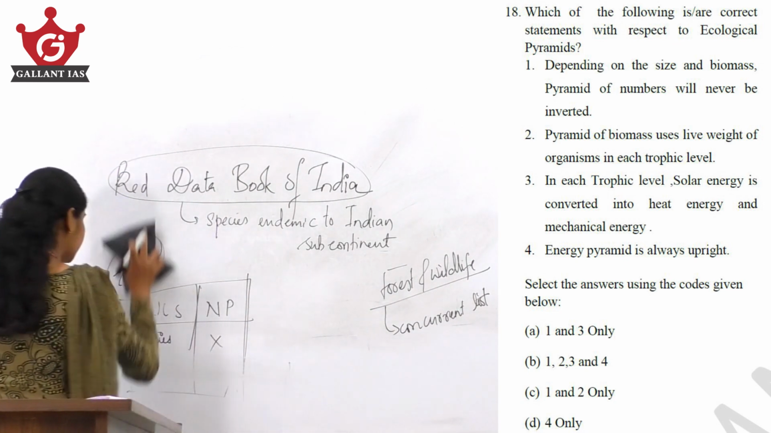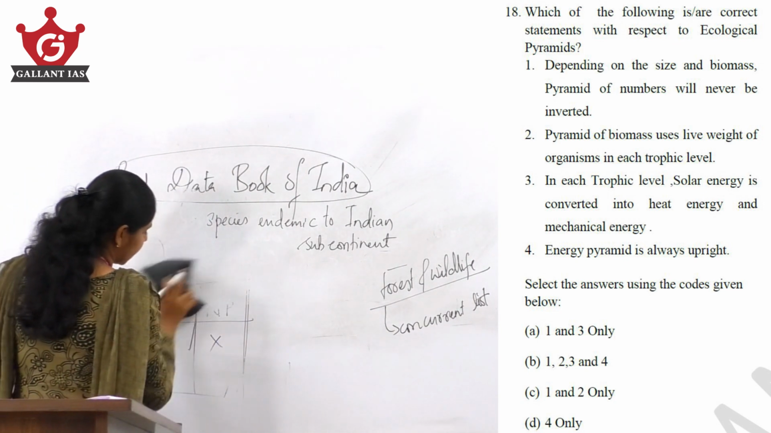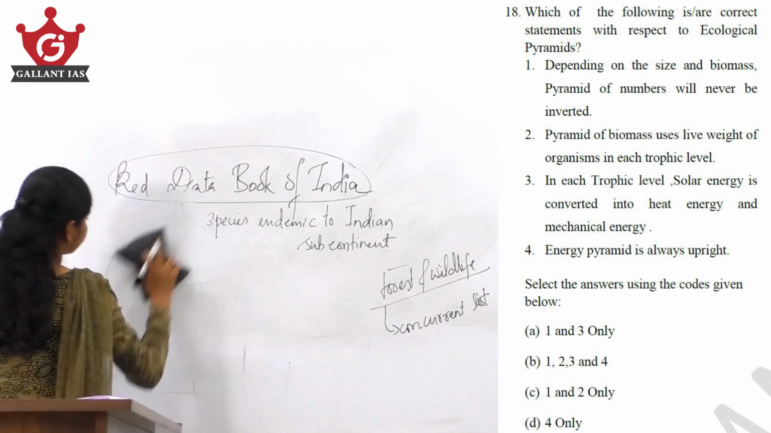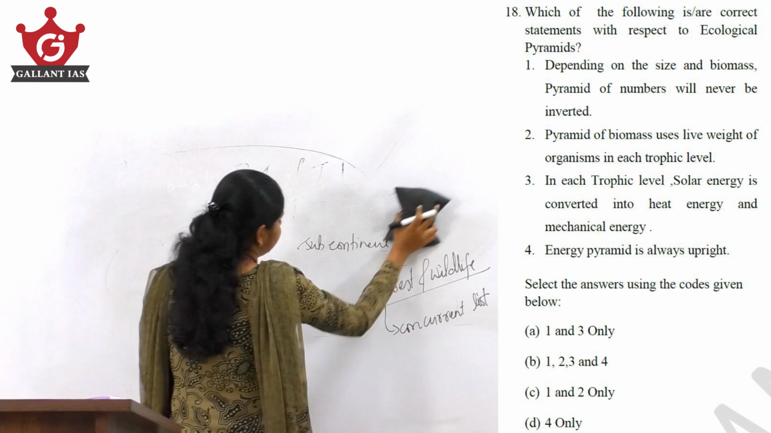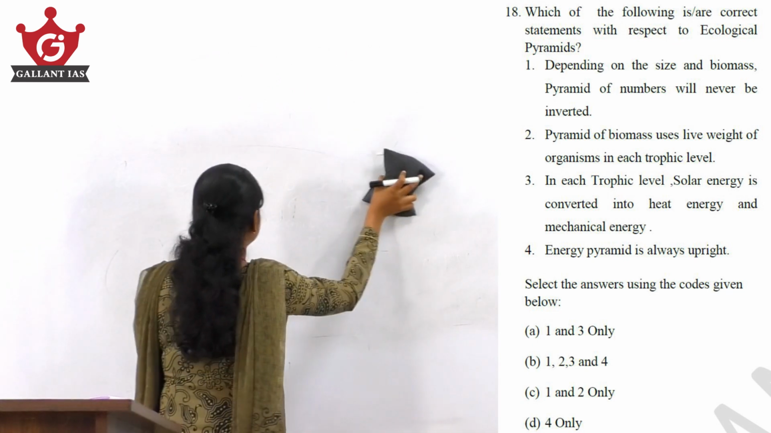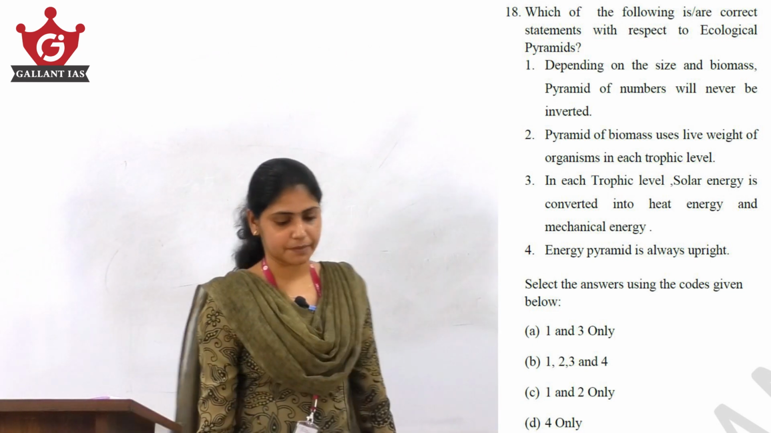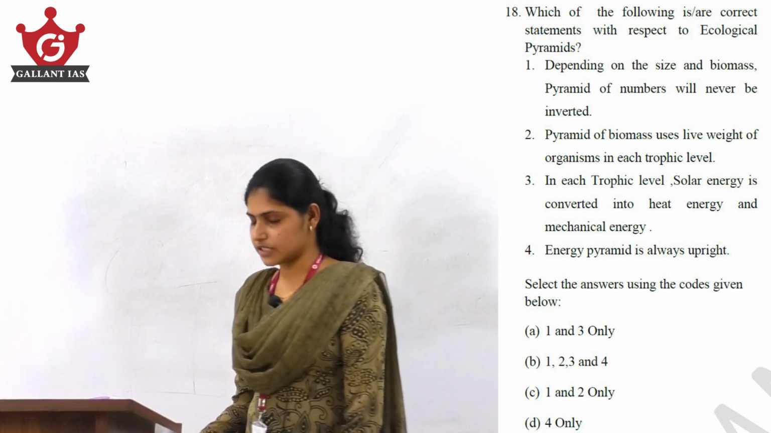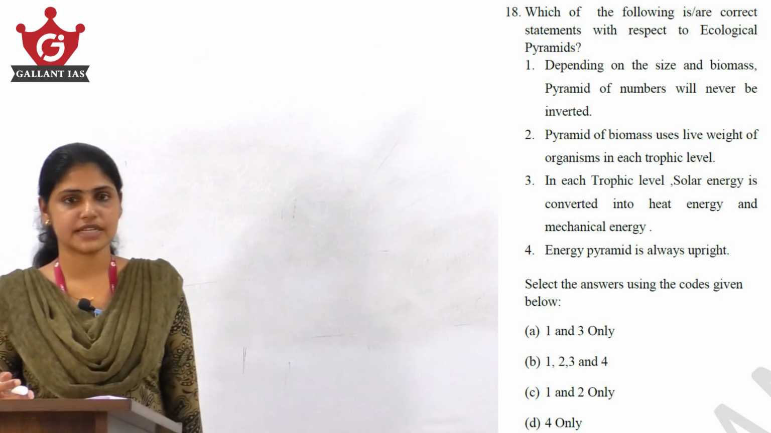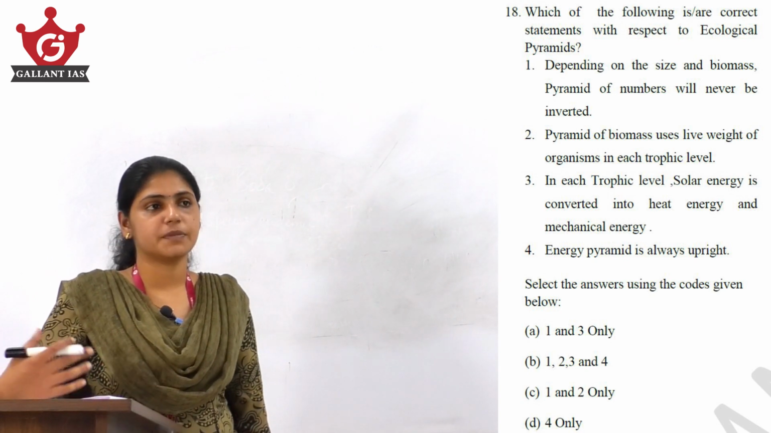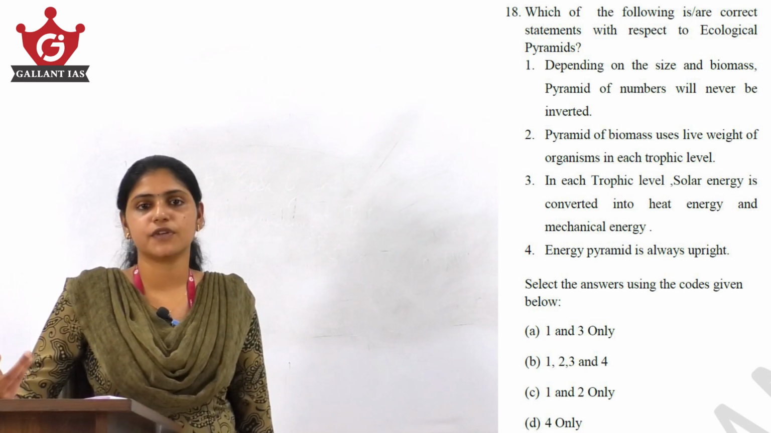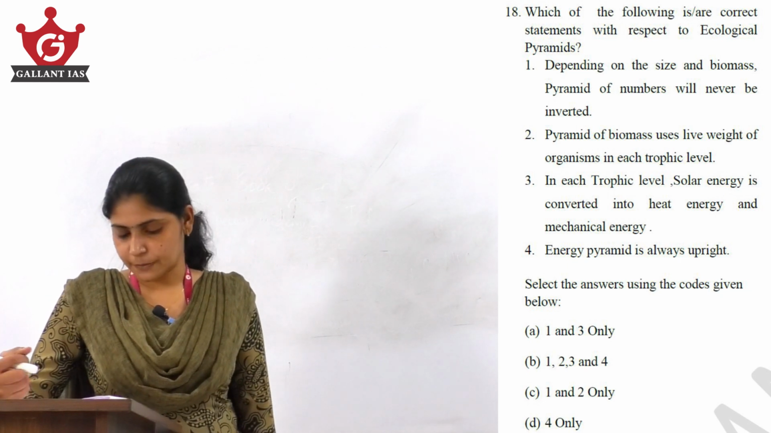The question is about ecological pyramids. We have studied ecological pyramids in our ecosystem chapter. Basically, an ecological pyramid is a diagrammatic representation of the energy flow in an ecosystem. We can say ecological pyramids are the diagrammatic or pictographic representation of the energy flow that is taking place in our ecosystem.